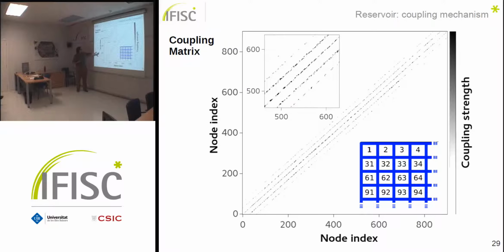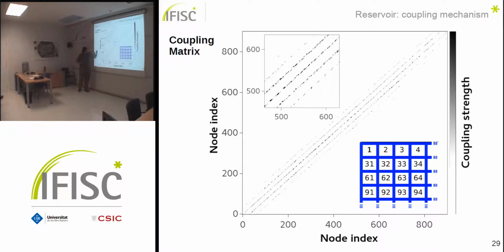Here we have on the x and the y-axis the node index, which refers to the nodes in our lattice, because remember that our network is not in a straight line, but in a 30 by 30 lattice. We index our nodes like this. The first row is 1, 2, 3, 4, 5, etc. Second, 31, 32, 33, then 61, 62, 63, etc.